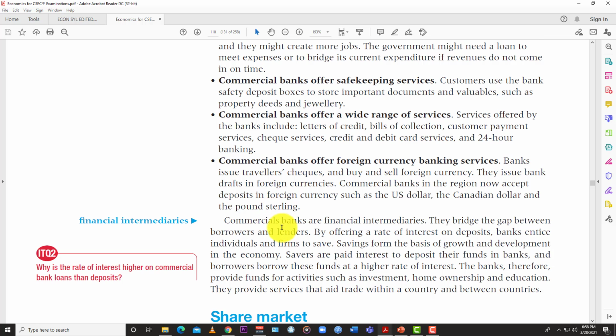content. Commercial banks are financial intermediaries. They bridge the gap between borrowers and lenders by offering a rate of interest on deposits. Banks entice individuals and firms to save. And so we know how the interest rates come about based on what we said with the central bank earlier.